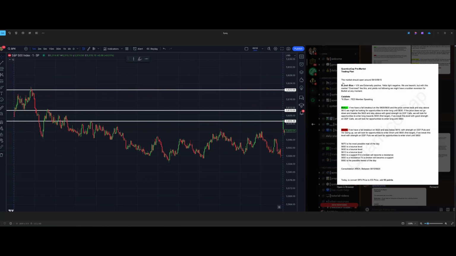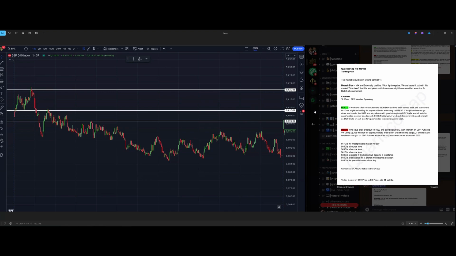So we have a slight bearish bias. Sounds good. What happens if it's a bull market? Well, if there's a failed breakout on the 56.05 and the 56.00 and the price comes back and stays above 56.10, we might be looking for opportunities to enter long until 56.30.